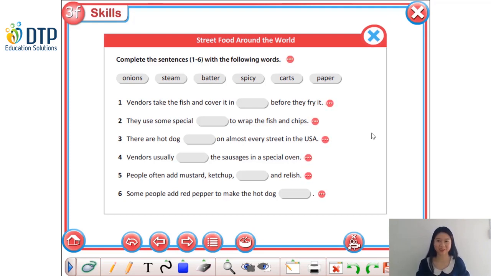What about number 3? What can you see in almost every street in the USA?